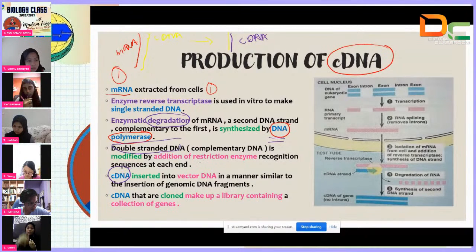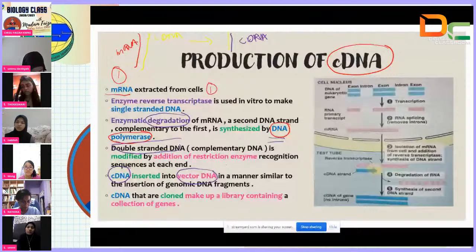That is if we want the modified enzyme. Okay, now we want to amplify, to make many copies of the cDNA. So again, we follow the steps. We will insert this into a carrier of the cDNA, which is known as a vector. Similar to what we have discussed under gene cloning. So it's a manner similar to insertion of a genomic DNA fragment like we have done under gene cloning.